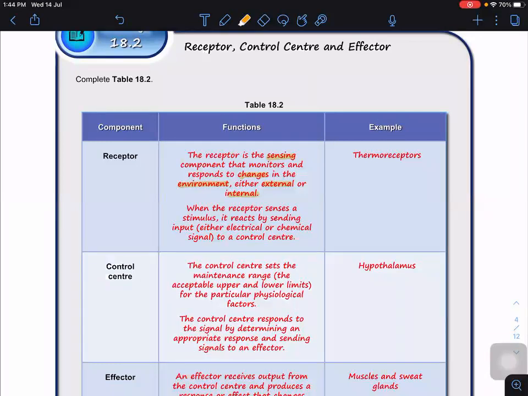If they only detect, like, let's say, for example, in COVID, you detect only, but we don't send the information, it is useless. So we have to detect, and they have to send what? Send an input to a control center. So two roles for the receptor: they have to detect, and they have to send the input, the details, to the control center. One example of a receptor is a thermoreceptor, the one that detects the change in temperature.